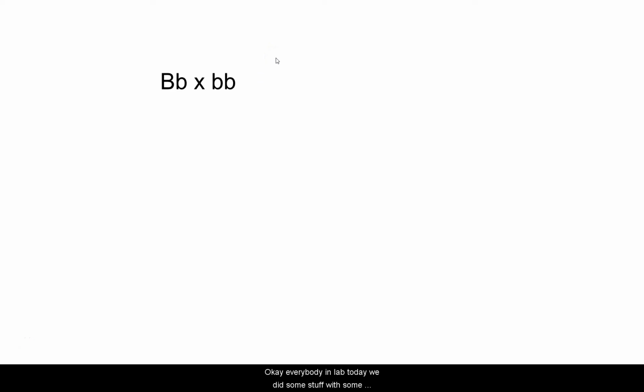Okay, everybody, in lab today we did some stuff with genetics and some Punnett squares. So I wanted to make sure that everybody was all on the same page with this. So let's say we have this big B, little b individual reproducing with this little b individual.